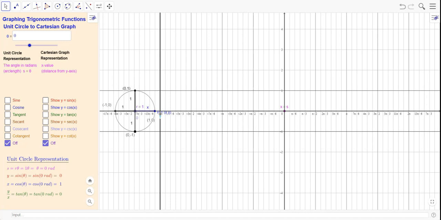In this video, we're going to be talking about graphing trigonometric functions. We're going to be introducing these Cartesian graphs for the first time.